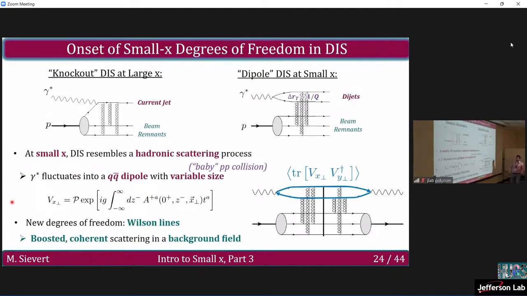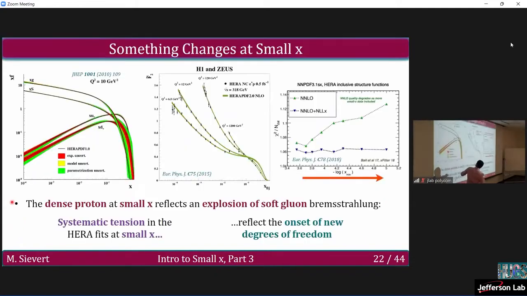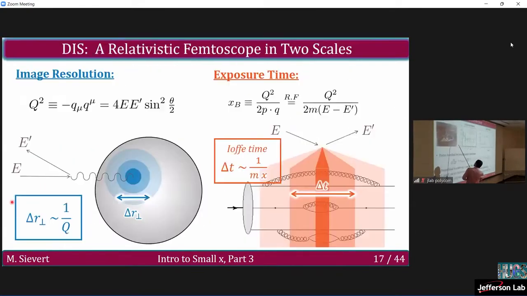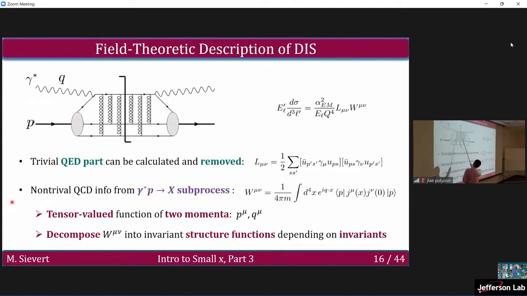The picture of DIS at large x is usually drawn as a handbag diagram. I would call this a knockout process, where your idea is, I have some quarks inside the proton, and I hit one of them really, really hard with a photon, and that quark goes flying out. That's perfectly good for kinematics where x is largish. And I'm interacting over a distance that's inside the proton, right? I have to hit it where there are quarks to kick out.